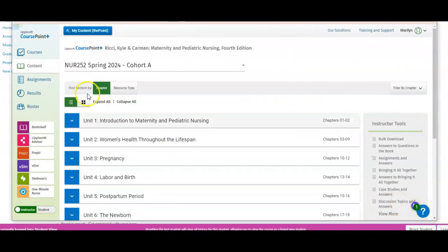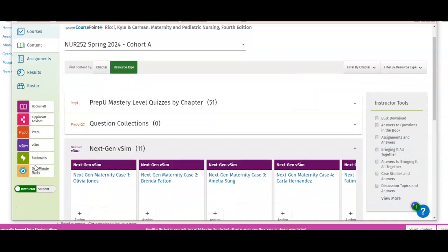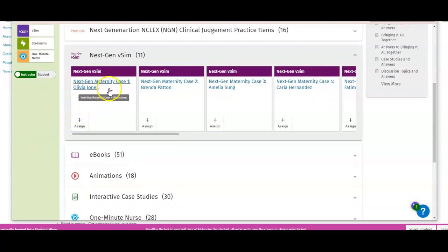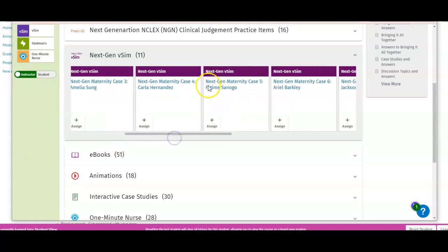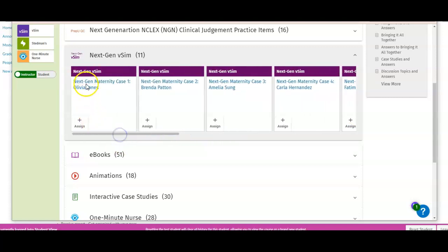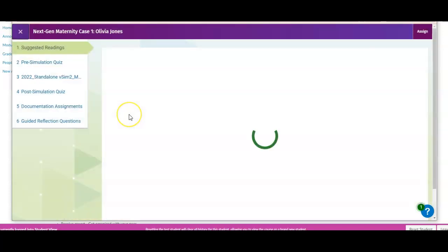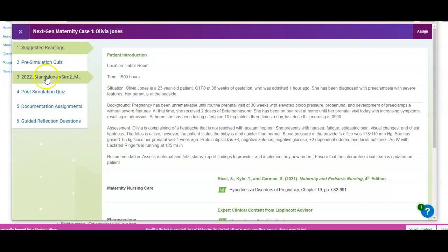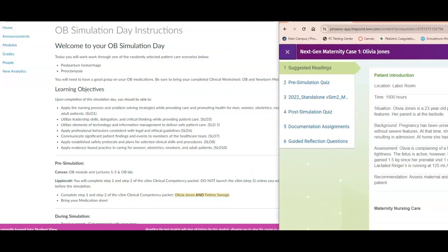Please go through the course point for the text to access your vSim. Here you'll see the names of the cases that you'll be taking care of for your simulation: Olivia Jones and Fatima Sonogo. There are additional cases here for you to work with, however, those are the two associated with your vSim. When you click on the vSim, it's going to take you through the steps, and lo and behold, they match the steps of your assignment.